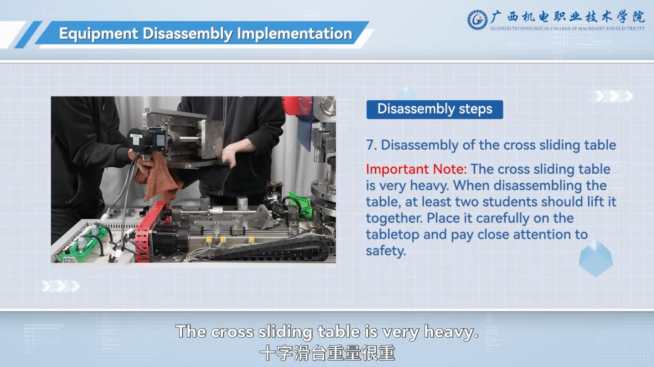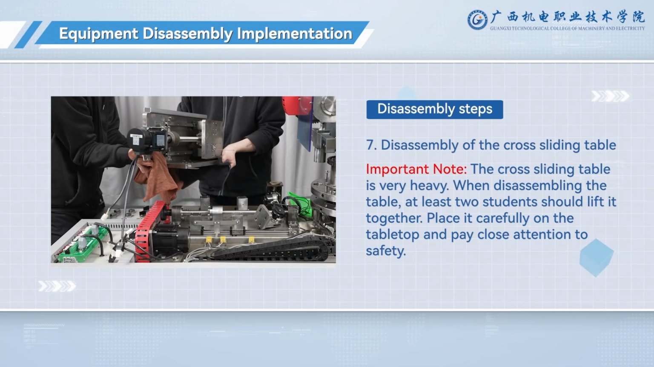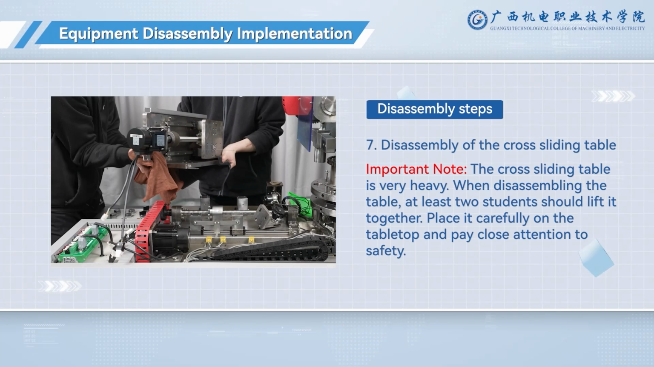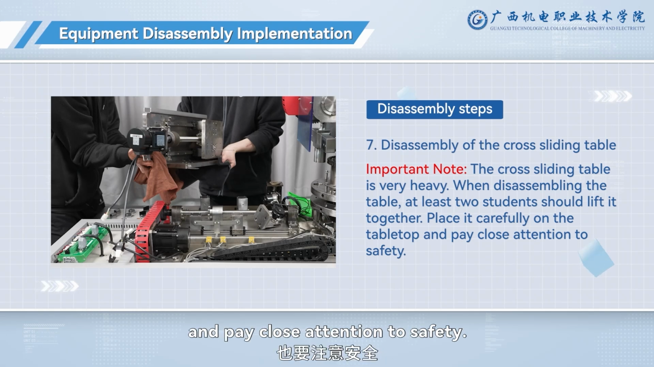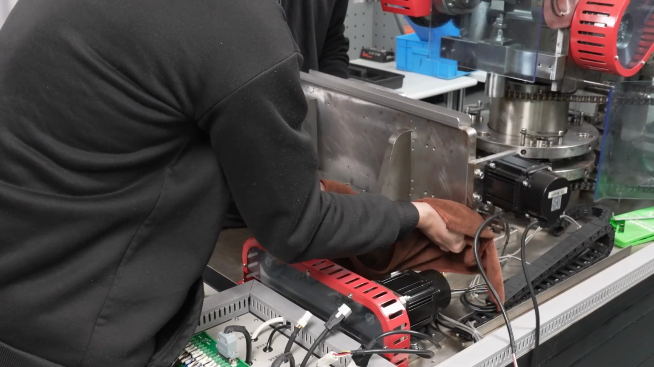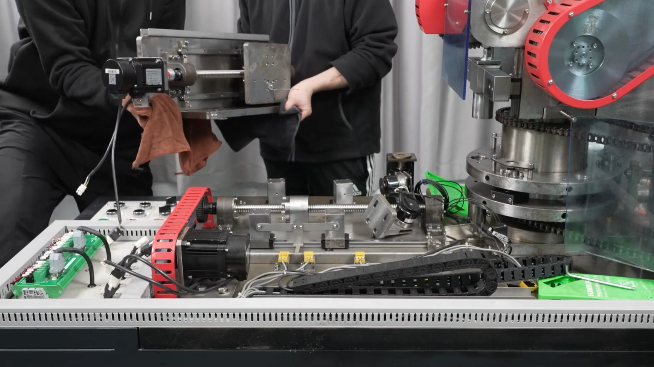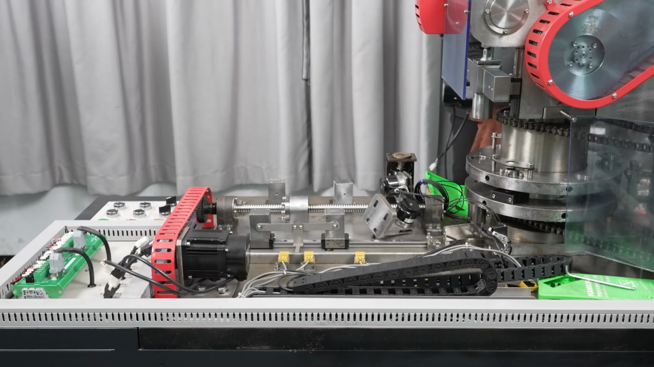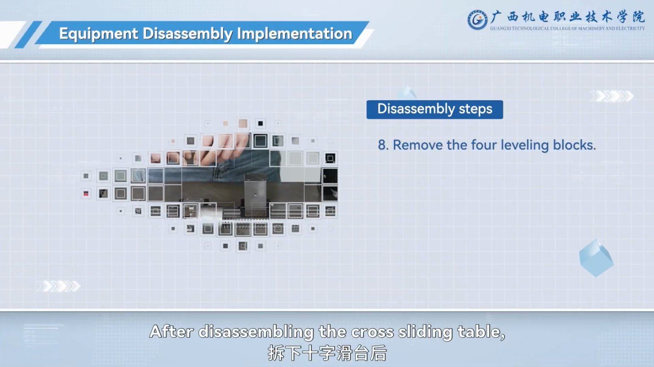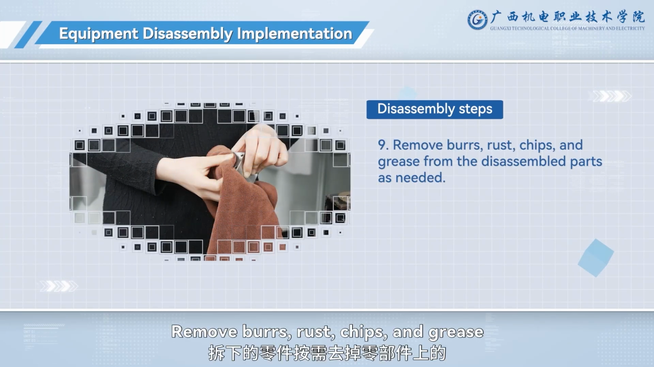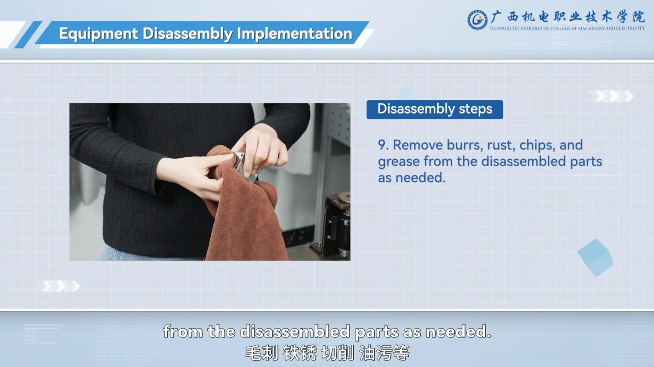Important note: the cross-sliding table is very heavy. When disassembling the table, at least 2 students should lift it together. Place it carefully on the tabletop and pay close attention to safety. After disassembling the cross-sliding table, keep the 4 leveling blocks on the slider properly stored. Remove burrs, rust, chips, and grease from the disassembled parts as needed.